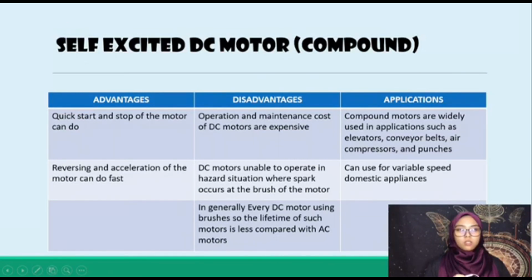For applications, compound motors are widely used in elevators, conveyor belts, air compressors, and punches. Last, they can be used for variable speed domestic appliances.